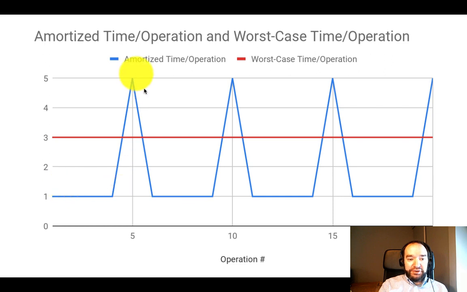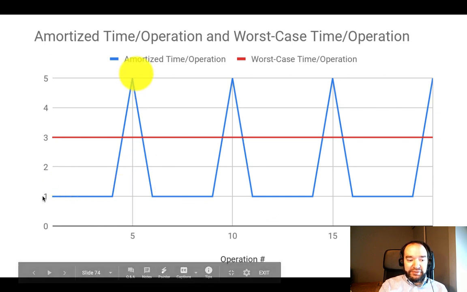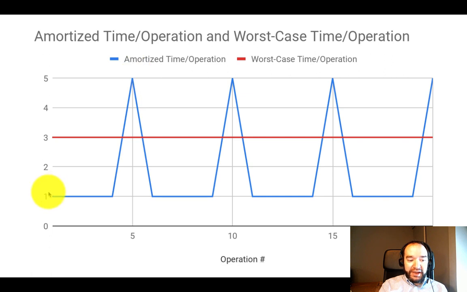The blue line here shows what the observed time of these operations would look like. You'd have a kind of heartbeat pattern where it's super fast for a while and then slow, and then super fast for a while and then slow. But if you average that out, it averages out to a constant amount.